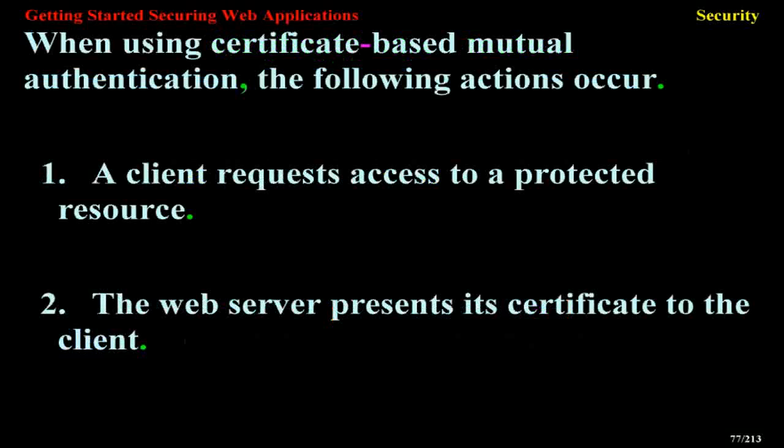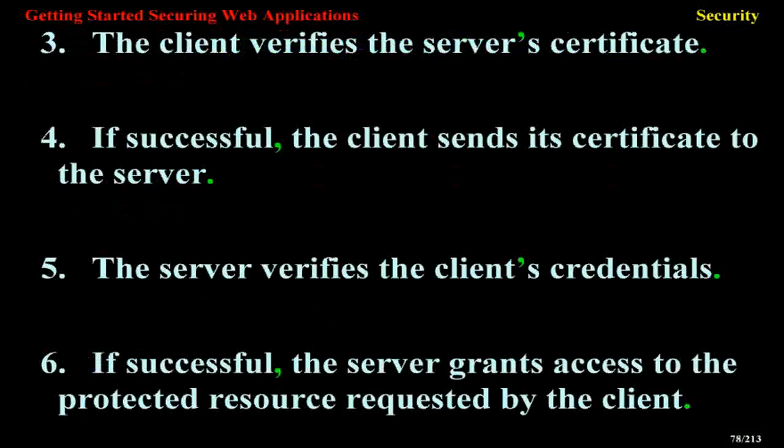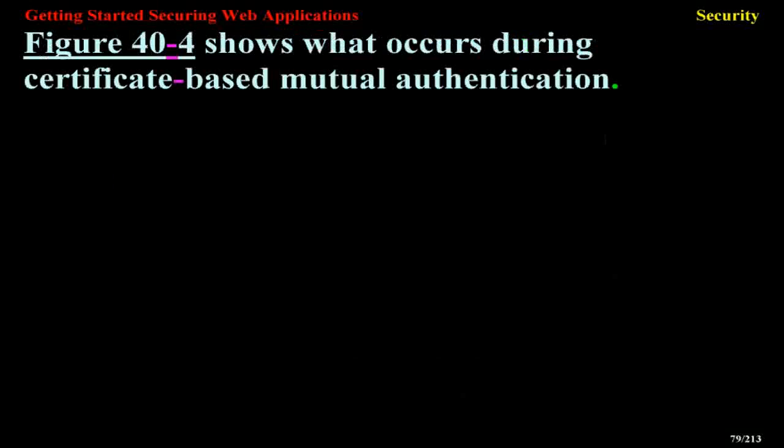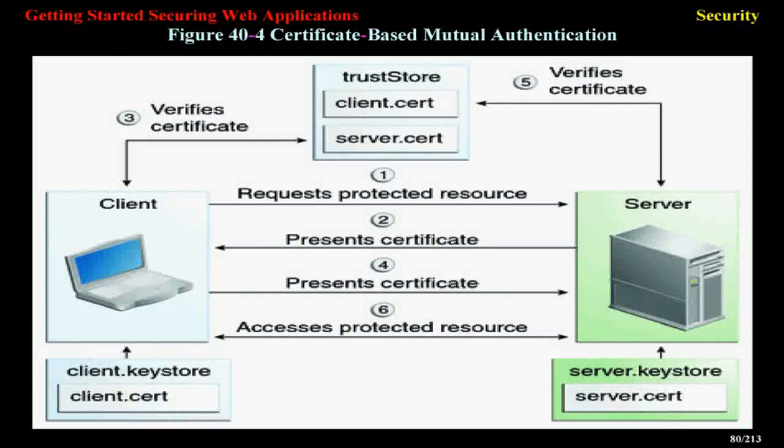Using certificate-based mutual authentication, the following actions occur. A client requests access to a protected resource. The web server presents its certificate to the client. The client verifies the server's certificate. If successful, the client sends its certificate to the server. The server verifies the client's credentials. If successful, the server grants access to the protected resource requested by the client. Figure 40-4 shows what occurs during certificate-based mutual authentication. Figure 40-4, certificate-based mutual authentication.